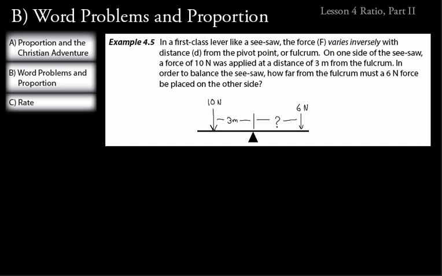Let's do one more. This one's a little bit longer. Just read through it though. In a first-class lever like a seesaw, the force varies inversely with distance from the pivot point or fulcrum. On one side of the seesaw, a force of 10 newtons was applied at a distance of 3 meters from the fulcrum. In order to balance the seesaw, how far from the fulcrum must a 6 Newton force be placed on the other side?